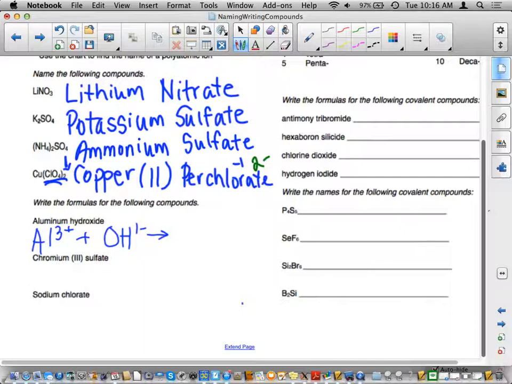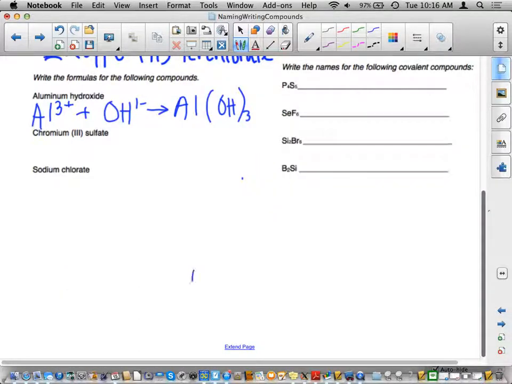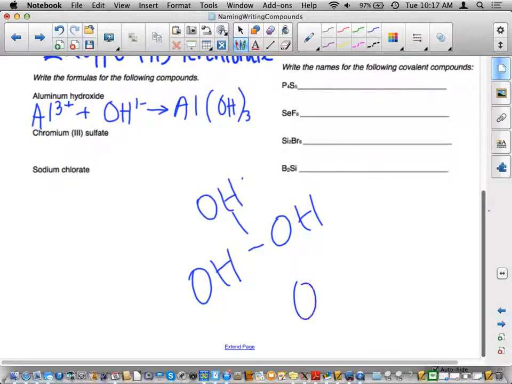Well, if we have a +3, I need to have a -3. So that means I need to have 3 of the hydroxides. So Al, in parentheses, OH, and then on the outside of parentheses, we need to put the 3. You do not put the 3 with each individual element because when we are actually doing the compound, we need to show that it's 3 OHs and not one of this compound, okay, which is different.